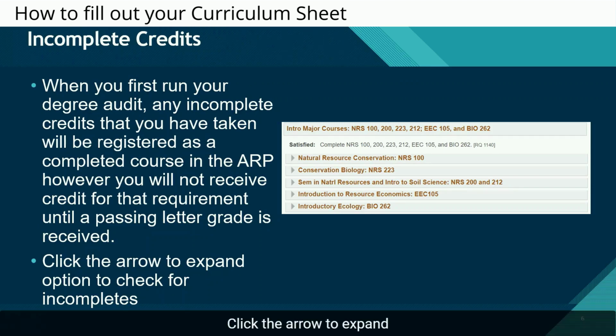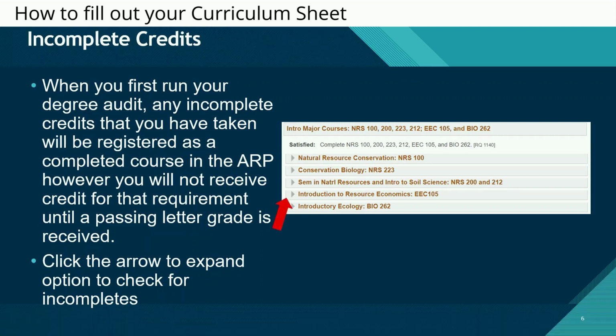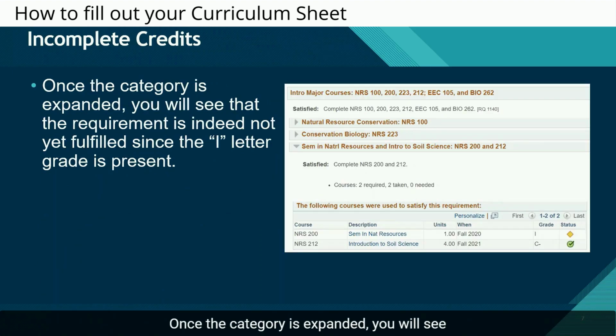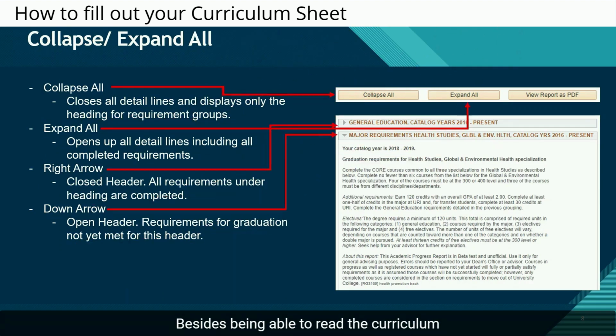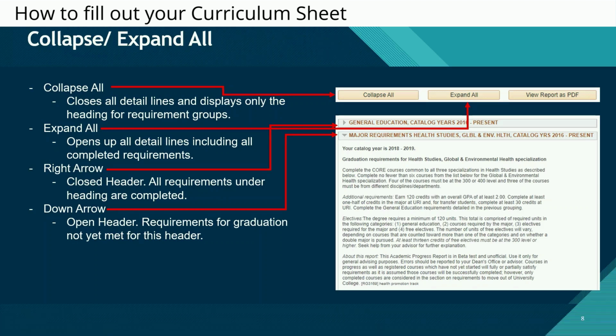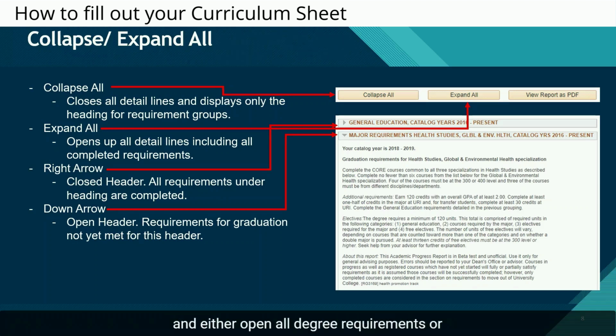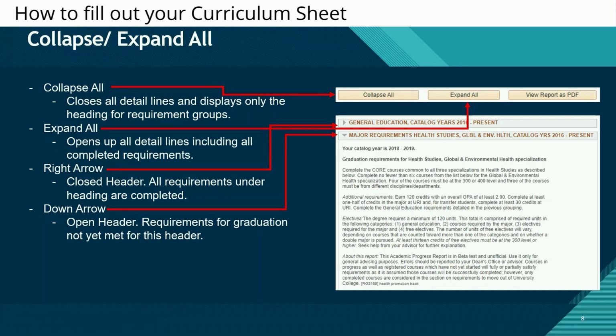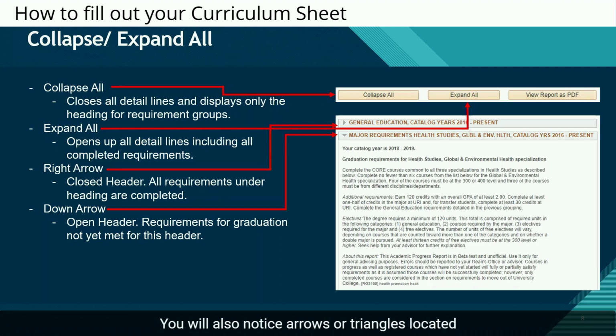Click the arrow to expand option to check for incompletes. Once the category is expanded, you will see that the requirement is indeed not yet fulfilled since the I letter grade is present. Besides being able to read the curriculum sheet, it is important to know how to see the full report when needed. At the top of the report, you will notice an Expand All and Collapse All button. These buttons function as you might expect and either open all degree requirements or collapse them down to the overarching header. You will also notice arrows or triangles located to the left of each header category.